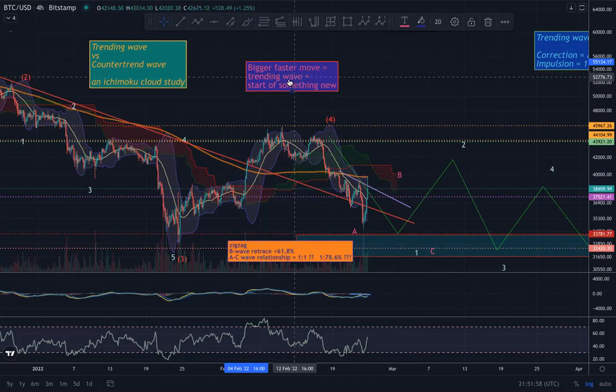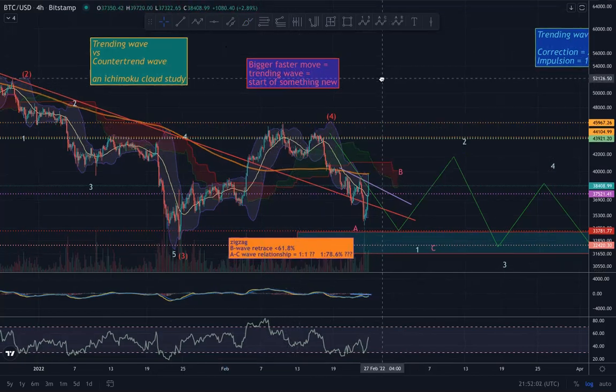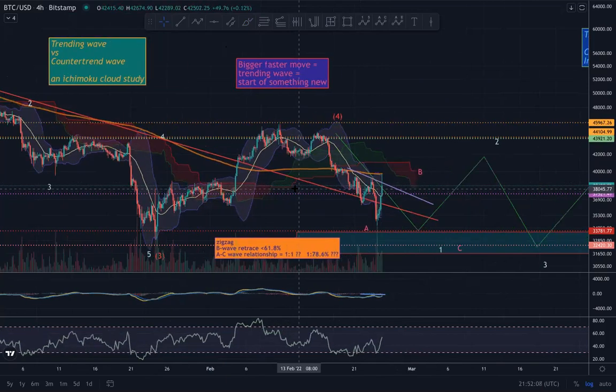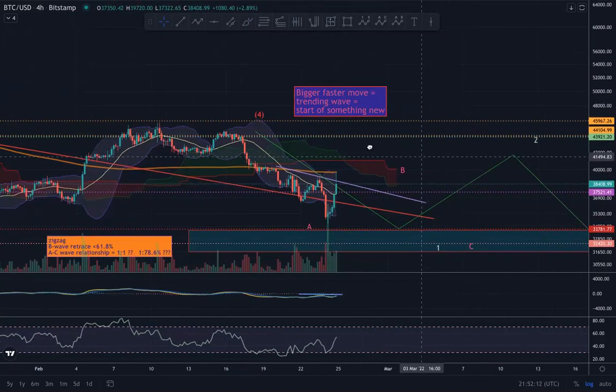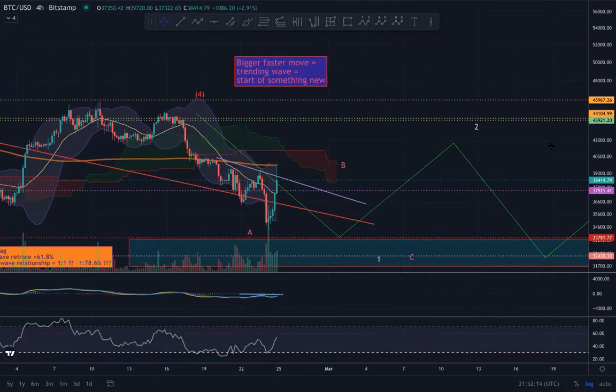The next is this bigger, faster move is going to be a trending wave, and it's going to be the start of something new. So when I counted it, this move is bigger. Look where this one starts. Let's zoom in here and talk about bigger, faster move, trending wave, start of something new.